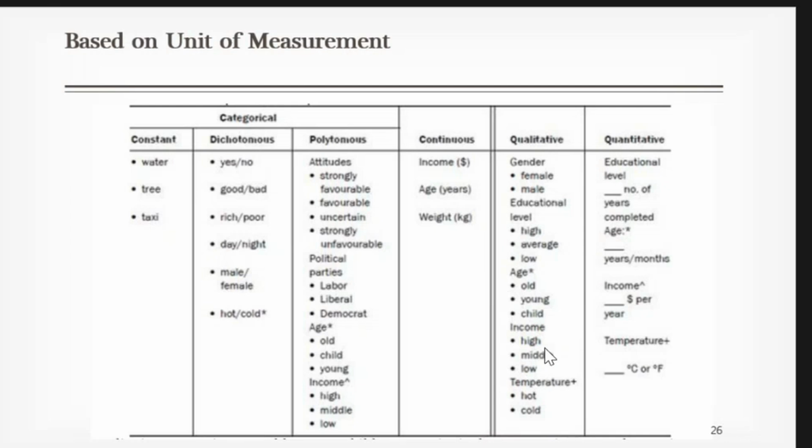Income, high income group, middle income group, low income group, that is when you are writing in the form of text. But when you are mentioning the amount, 100 rupees, 200 rupees, 300 rupees, then it becomes quantitative. Temperature, hot and cold, that is qualitative because you are expressing in terms of words. But when you say it is 98 degree Fahrenheit, 99, 100, so it is quantitative. You are expressing in terms of numbers.